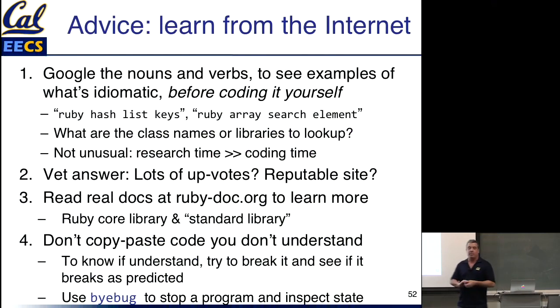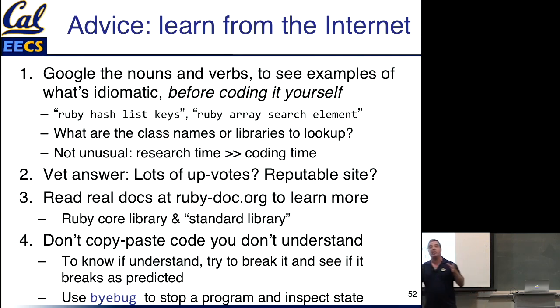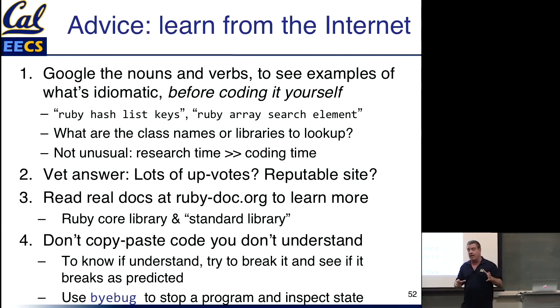We're going to help you learn from the internet. The internet is awesome. I could never have learned Ruby or any other language without Stack Overflow. But Google it first, all right? Find the nouns and verbs of the sentence. If you're asking your buddy, hey, how do you get the keys out of a hash in Ruby? Well, if you type in just the nouns and verbs, you'll probably get pointers to the top 3 or 4 Stack Overflow questions. It is not unusual to spend way more time looking up stuff and finding good examples of how to do it as the amount of time you spend actually writing code.